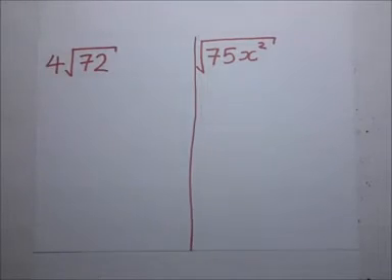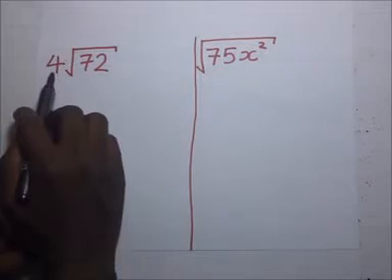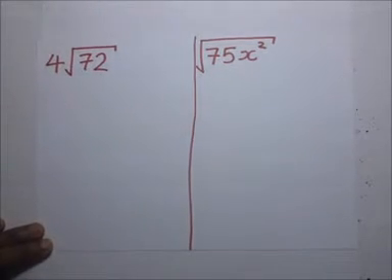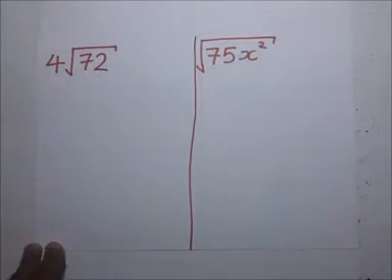To continue to simplify these surds, if you look at this, we have 4 times the square root of 72. Now, this looks like it is a simplified surd, but it is actually not. Why? The number under the square root sign can still be simplified further.